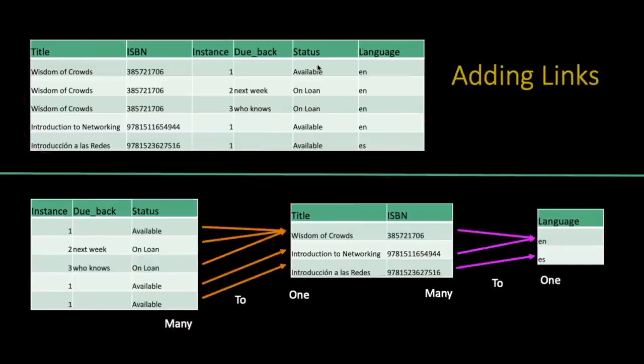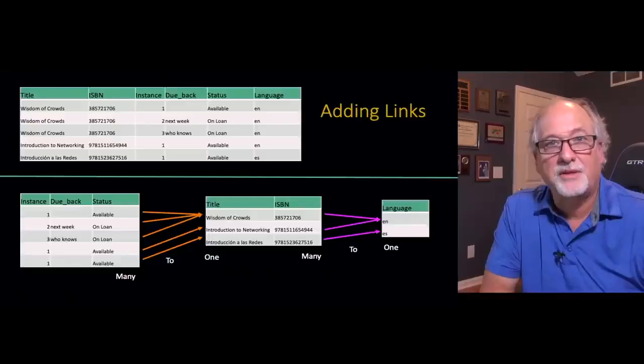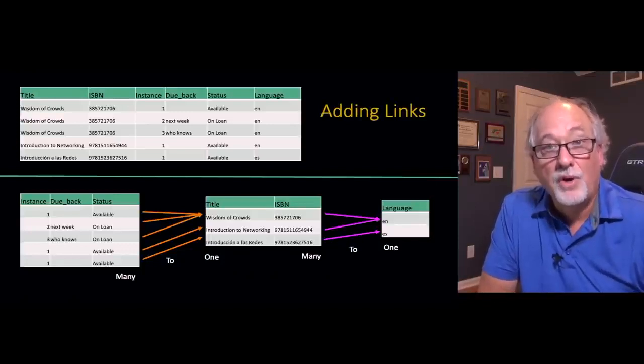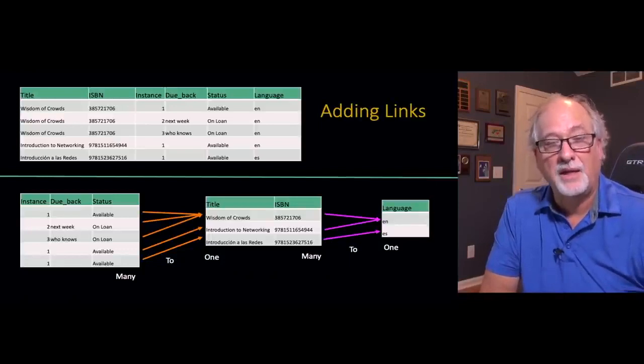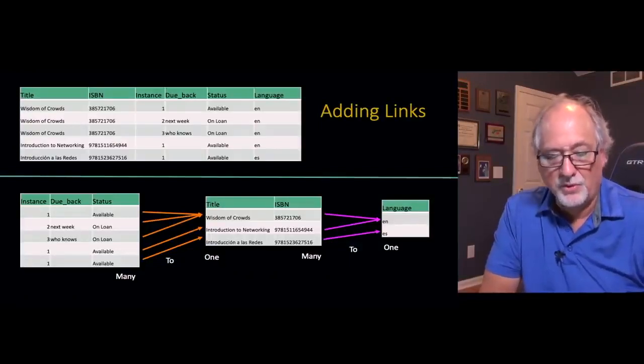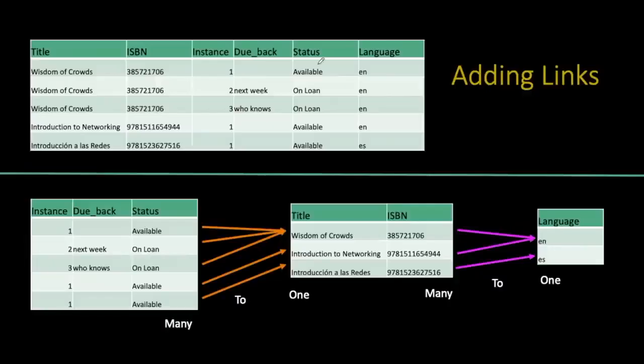And so this is where we have to be able to make connections. And this is the essence of relational databases, and that is they don't replicate data, but they make connections from one data item to another data item. And so what we're going to do here is, in the case of the Wisdom of Crowds, we are going to have 3 book instances, but somehow they all point to one book in the book table, right? And so we have 2 books that point to the English language, and one points to the Spanish language.